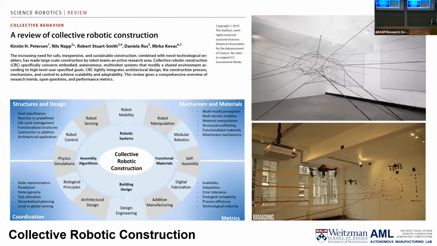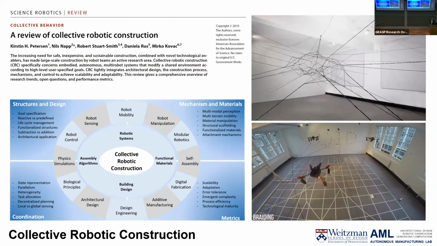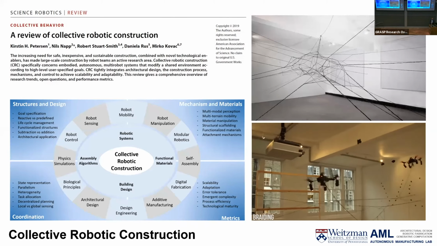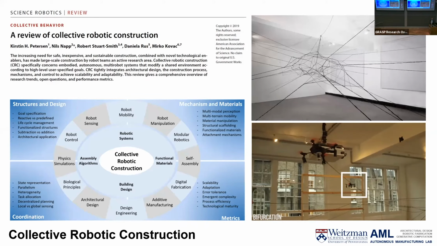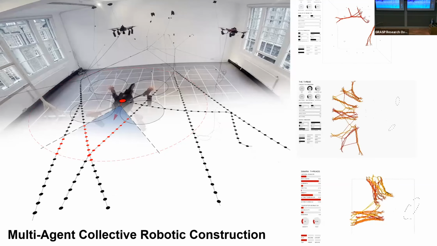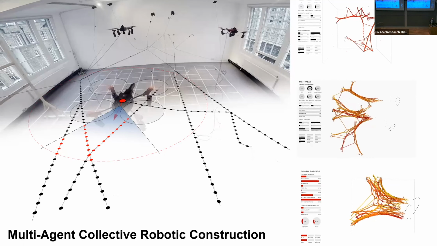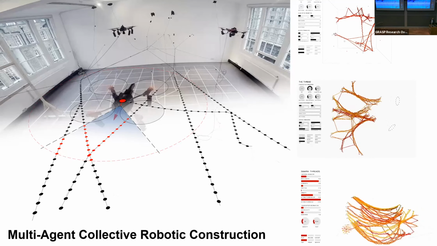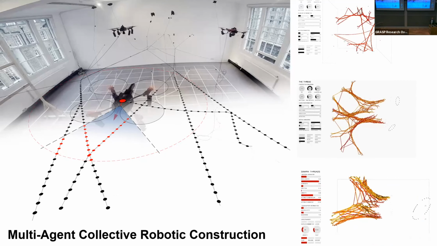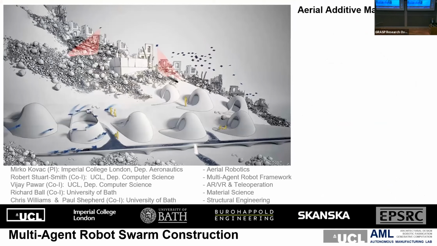We're also doing a lot of work on collective robotic construction. Recently, co-publishing a paper with Kirsten Petersen, Nils Napp, Daniela Rus, and Mirko Kovac, looking at a review paper of the field. This is some of the work we've done in the past. Looking at multi-agent systems, in this case for aerial robot construction of tensile structures, developing robust algorithms where the rules remain the same, but they're able to adapt to different environmental conditions to create different designs.